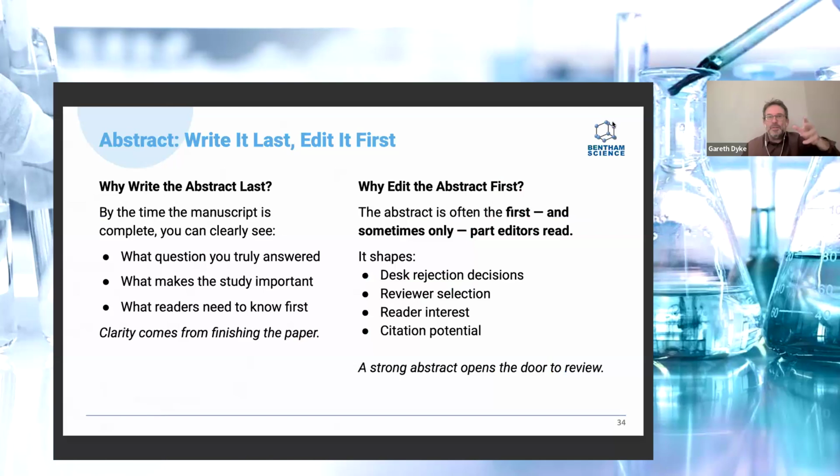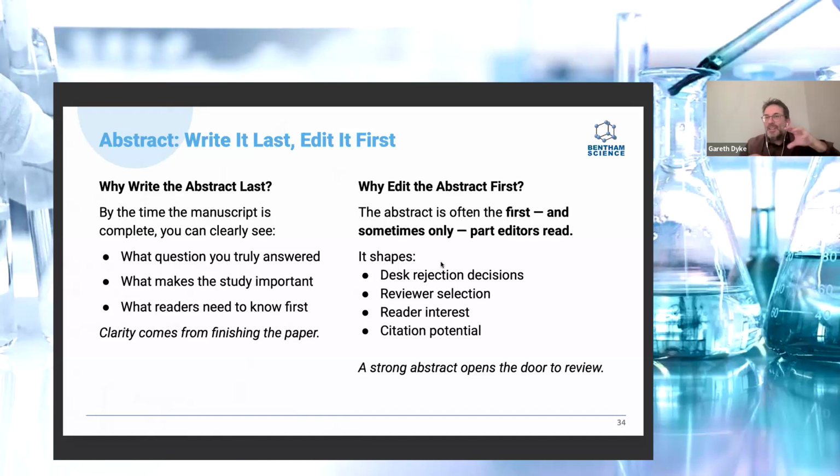It is, absolutely. As you can see here, we've put together a few great reasons why that's a good idea. Why should you write your abstract last? It's a really good approach, I think. Writing it last means that by the time the paper is completed, you can clearly see the question that you've answered, what makes the study important, and what readers need to know first. So a lot of clarity in this part of article writing comes from having finished the paper.